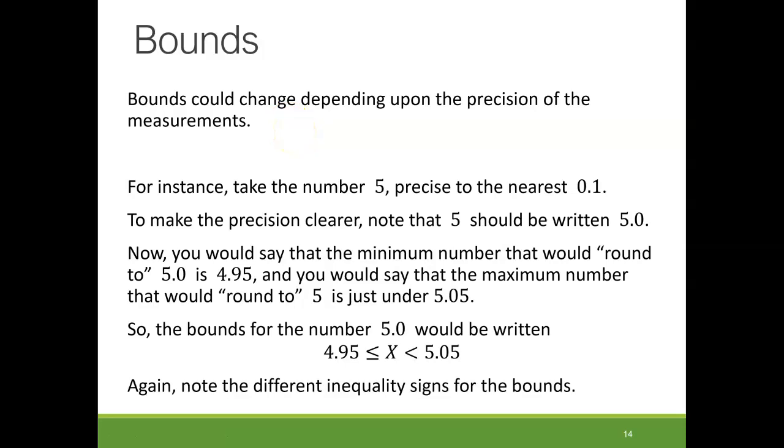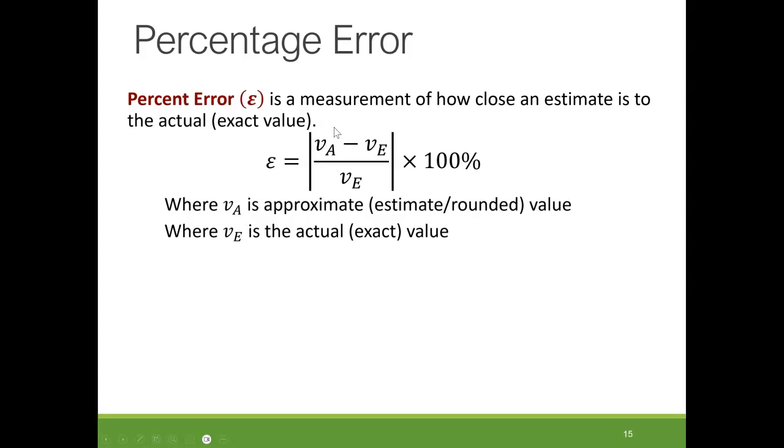Yes, sir. It's saying that the biggest number you could have that would still round to 5 is 5.05. Oh, well, it's less than 5.05. So it doesn't include 5.05. It's the first number less than that, so like 5.049 repeating. Yeah. Okay. All right.